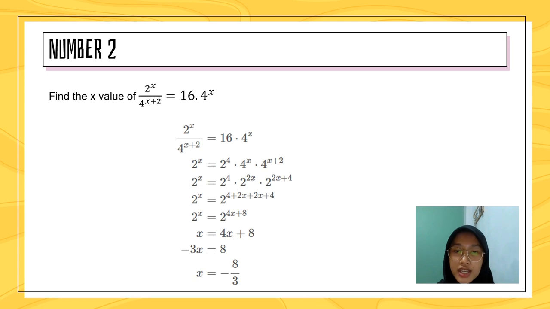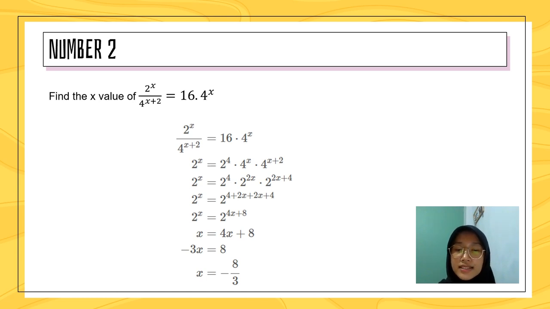And then we change 4 into 2 to the power of 2. So we get 2 to the power x equals 2 to the power 4 times 2 to the power of 2 times x times 2 to the power of 2 times x plus 4. And then we add the exponent and we get 2 to the power x equals 2 to the power of 4 plus 2 times x plus 2 times x plus 4. And we get 2 to the power x equals 2 to the power of 4 times x plus 8.